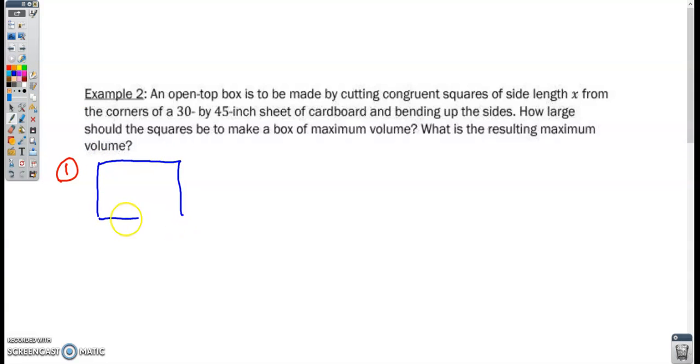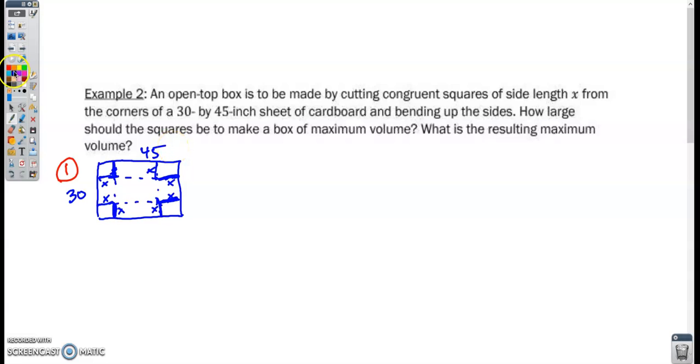So here's my box. Or my piece of cardboard. And we're cutting out squares with side lengths x from each of the corners. And then we're bending up the sides. So we're cutting out these squares that are solid blocks, and we're bending up the box along the dashed lines. Okay? This is 30 inches, this is 45 inches along the top.